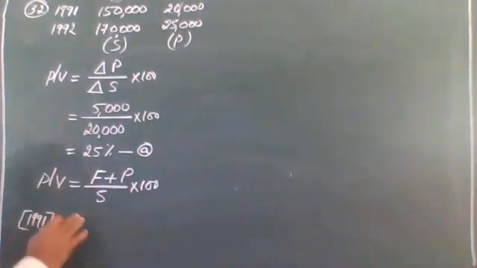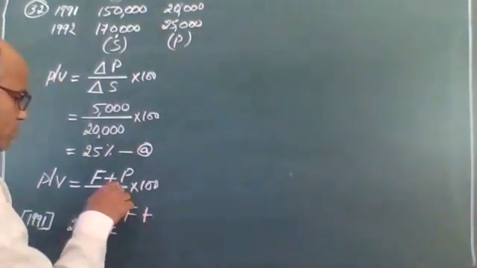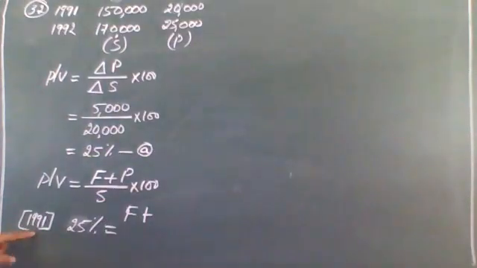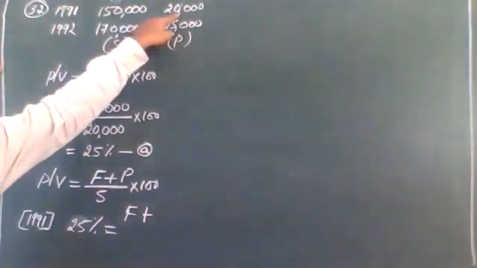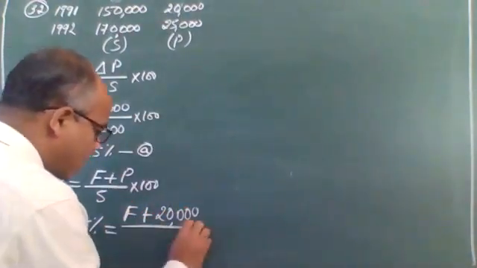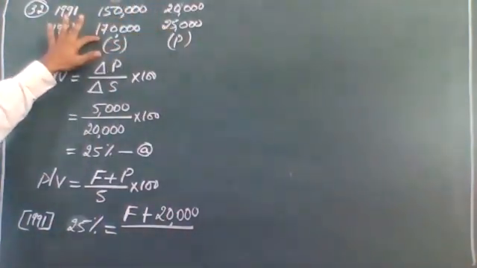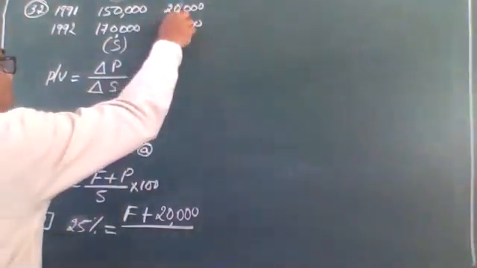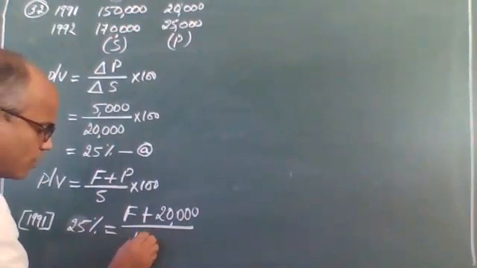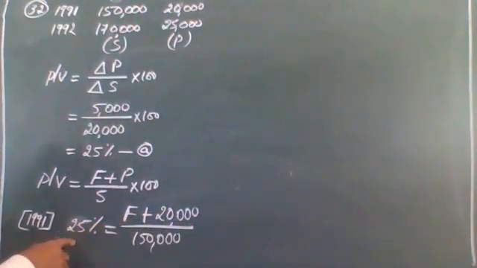PV ratio is equal to... for 1991, the PV ratio remains the same, 25% is equal to fixed cost plus profit. See which year I am using? 1991. So 1991's profit is 20,000. You have to be careful: if you are taking 1991, take both the profit and the sales. Sales of 1991 is 1,50,000. You can't take profit from here and sales from the other year. So be careful. Profit from 1991, so sales also from 1991. I need not multiply with 100 because it's already in percentage form.